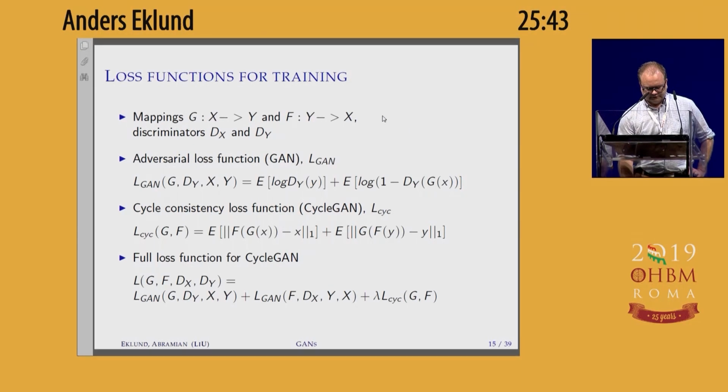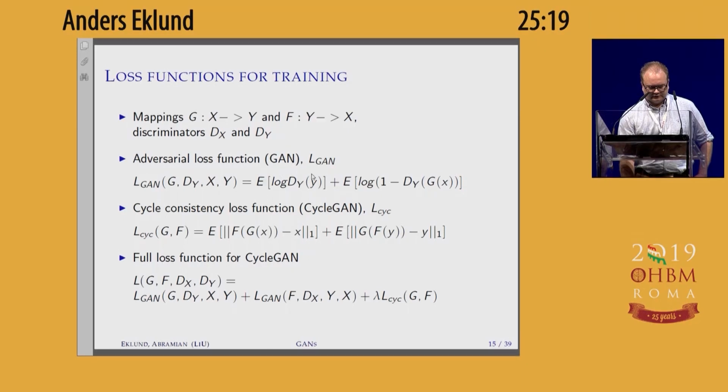So this is my only math slide, just to define the loss functions. So in CycleGAN we have two generators and two discriminators. We have one generator that goes from X to Y, we have one generator that goes from Y to X, and then we have the two discriminators.